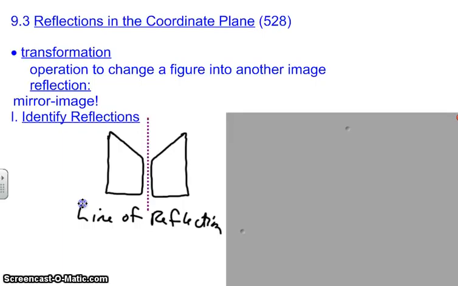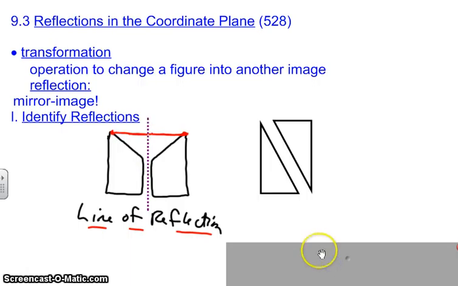Another way to think of it is how far away from the line of reflection is this point and this point? When you compare how far away from this line they are, right? What can you say about those two distances? They are equal, right? They're the same distance from some line of reflection, and that is what takes place with reflecting across lines. Okay, all the points are the same distance from the line of reflection.